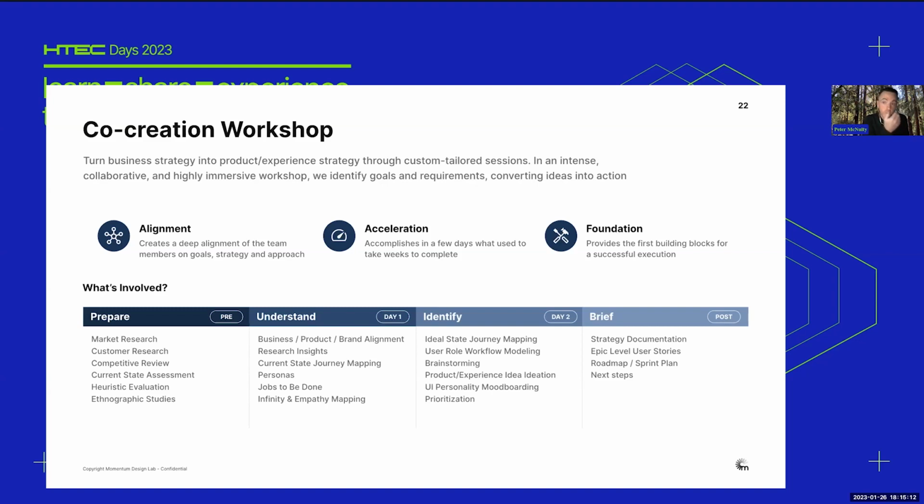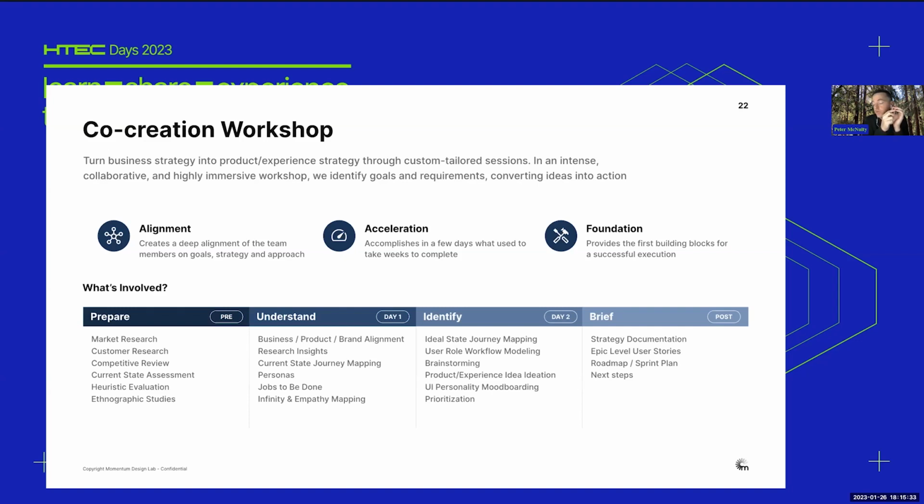So I mentioned what we do in discovery. We really figure out the problem. We do the customer research. We do interviews, the current state assessment if they have a product or an experience that we need to review. And we take all of those key learnings into day 1, and then we talk about alignment.